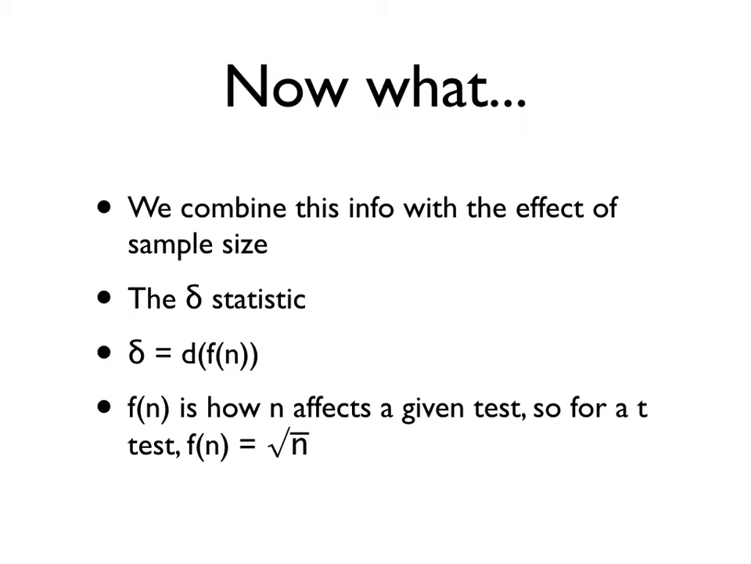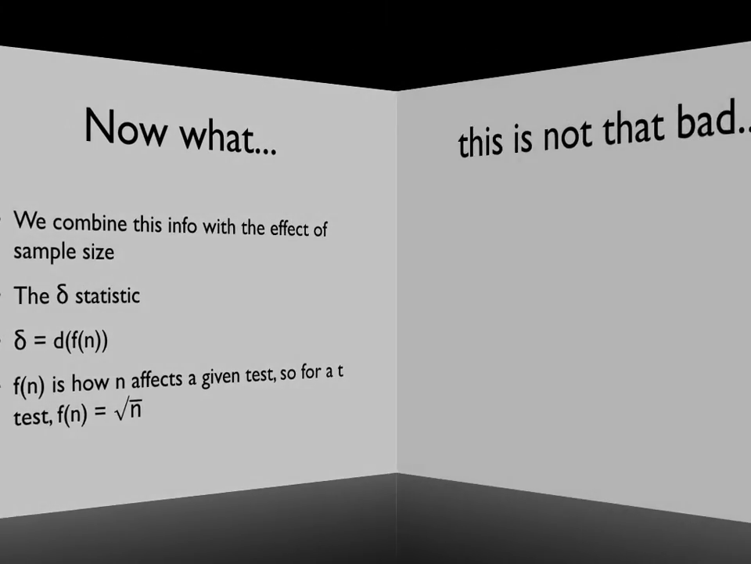So for a t-test, which is what we're going to work on here, you just look at the formula. Any old t-test will do. Oh, look, it's affected by the square root of n. So f of N is going to be the square root of n. At some point, what we're going to be able to do now is solve for N, which is cool. So it's actually not that bad.